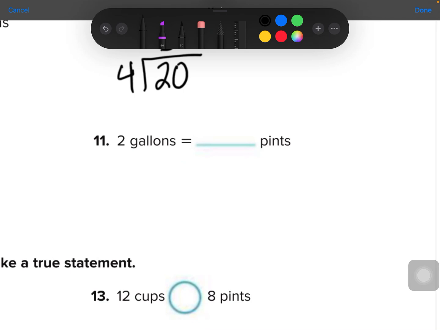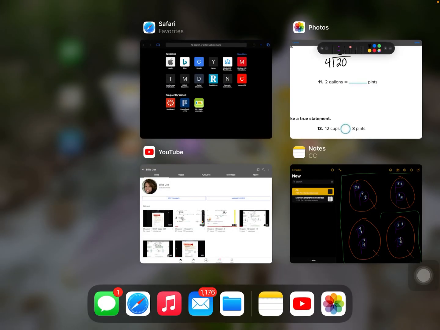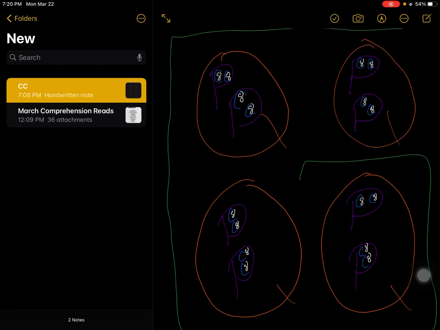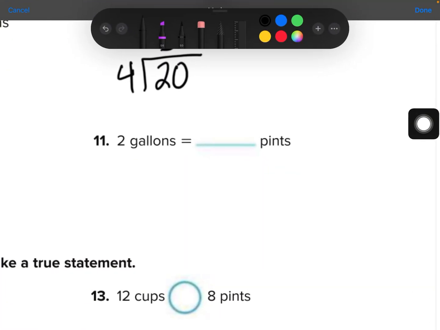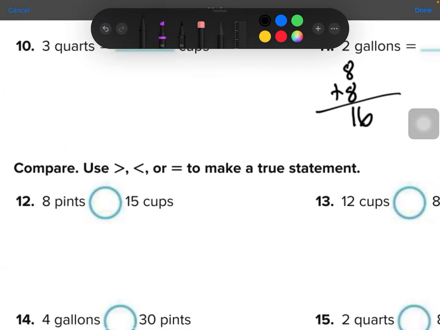Okay, 2 gallons is how many pints? Well, so let's see how many pints are in 1 gallon. Pints are the purples. So I have 1, 2, 3, 4, 5, 6, 7, 8. Okay, 1 gallon has 8. So I'm going to have 8 plus 8, because there's 2 gallons. So I'm going to have 16 pints.